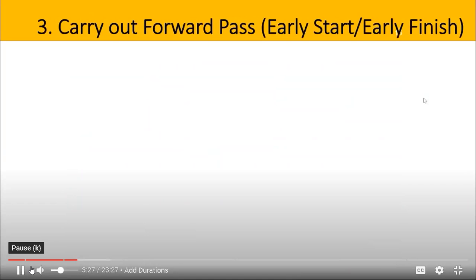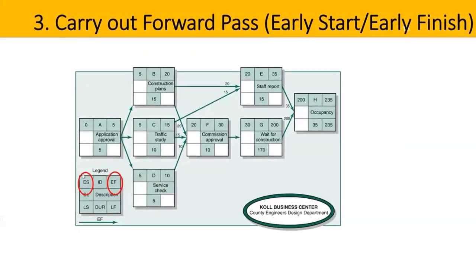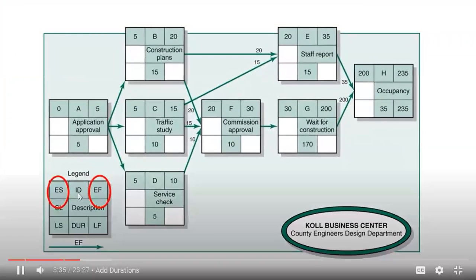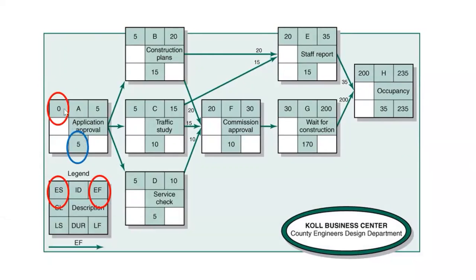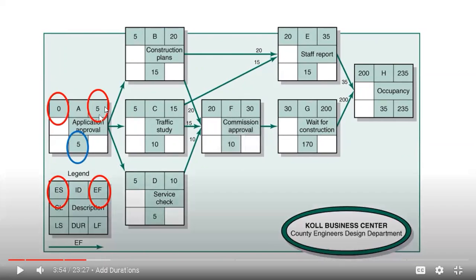Now we're ready to carry out the forward pass, and this is going to tell us our early start and early finish. On our legend, these are shown at the top here, either side of the identification. So first we have activity A. It's telling us that the early start day is 0. It's going to take 5 days. So 0 plus 5 is 5, which means that the earliest we could finish this is on day 5. All right, let me say something now. The early finish of the preceding activity is the early start of the activity that will be coming after.